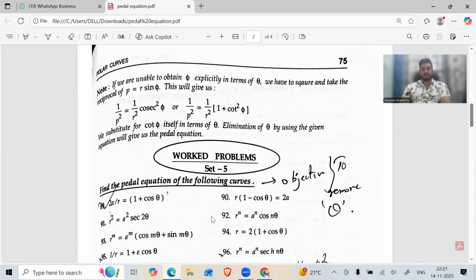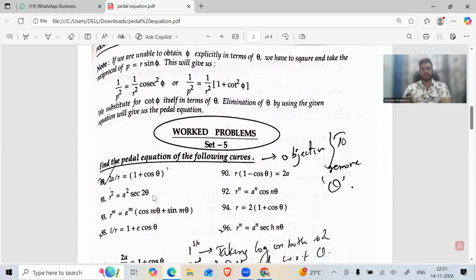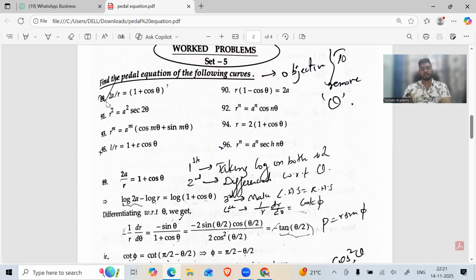So when you get the question, first step, always, the objective is what? To eliminate or remove theta. Theta should not be there in the answer. Okay, and then we'll do the first question: 2a/r = 1 + cos theta. Just like an algorithm, a step by step process, right? So 2a/r = 1 + cos theta.